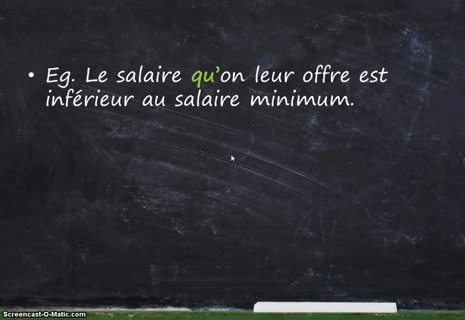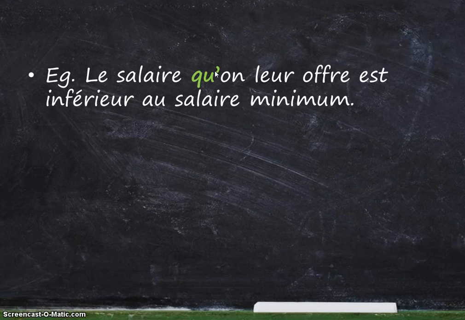So: le salaire qu'on leur offre est inférieur au salaire minimum. What are they offered? Salaries. So they're offering salaries. You understand here, salaire is the direct object. Okay, so therefore, we're going to use que. And the reason why we have qu' here is because on starts with a vowel. So the e is gone and you replace it with the apostrophe.